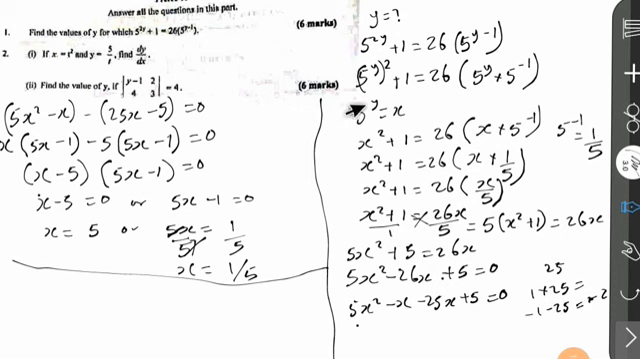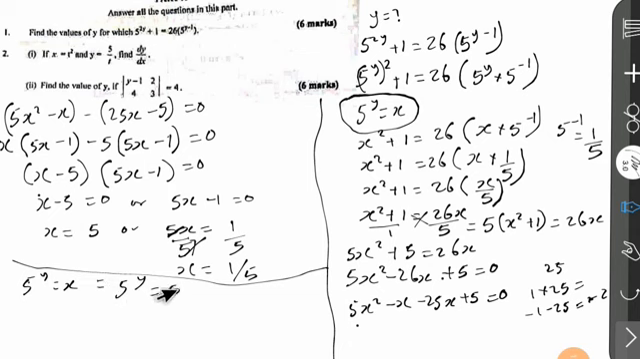The question says to find the value of y, and here we have s. If you still remember what we declared here, 5 raised to the power of y is equal to s. So let's solve that when s is equal to 5. Everywhere you see s, replace it by 5. So this becomes 5 raised to the power of y is equal to 5.